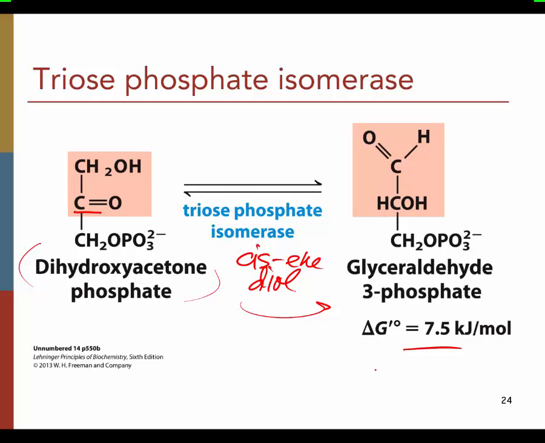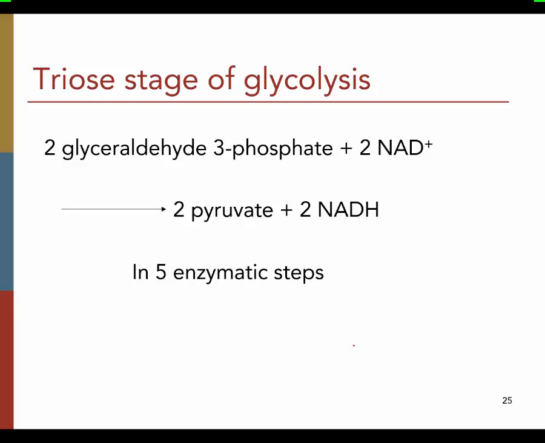And the isomerase is pretty close to 0. It's easily interconvertible one way or the other. Okay, so that's triose phosphate isomerase. And at that point, we have 2 molecules of glyceraldehyde 3-phosphate that will carry us through the rest of glycolysis into pyruvate. Okay, and I'm going to stop a few minutes early.